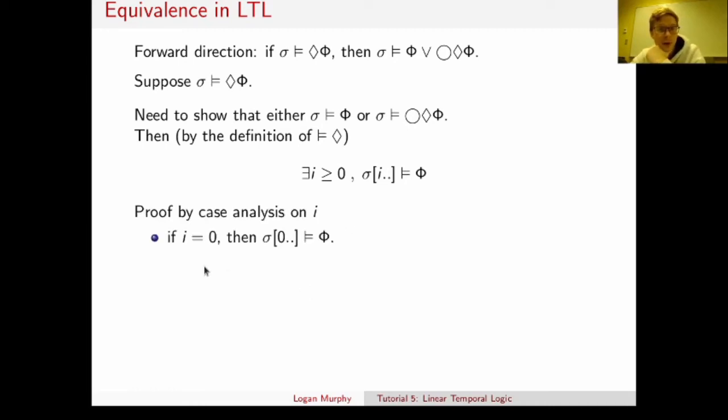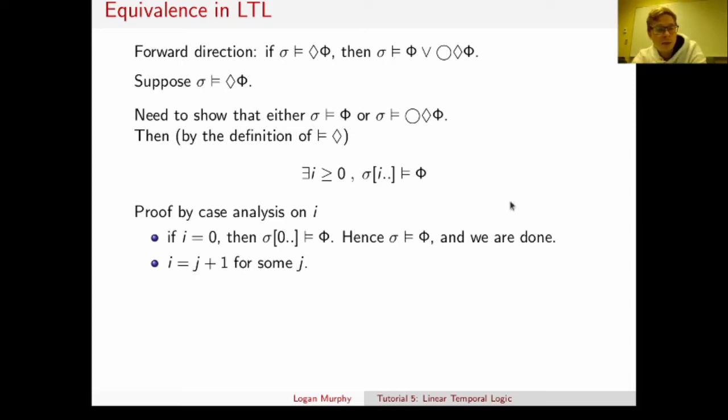In the first case, if I is 0, our premise reduces to just saying sigma of 0 satisfies phi, right? But this is just sigma satisfying phi, which is one of the two disjunctions that we can prove, right? This is our simpler case here. So in this case, we're done.